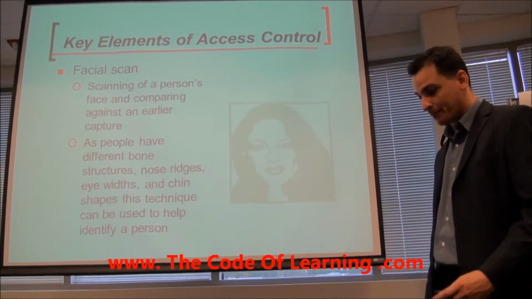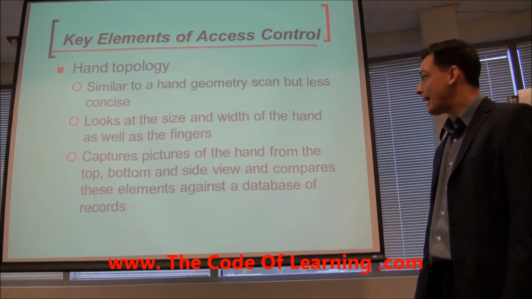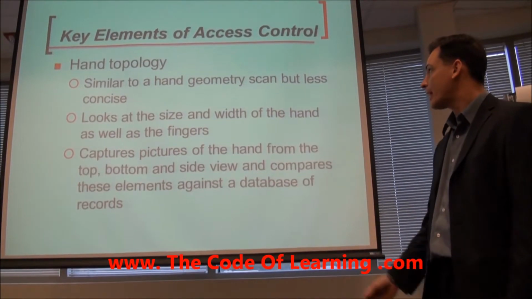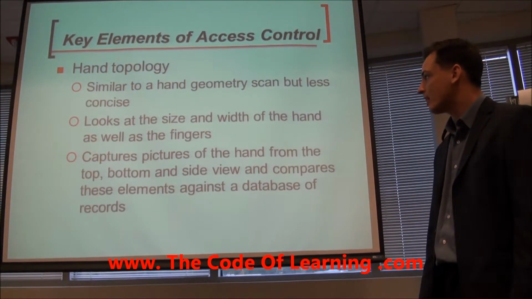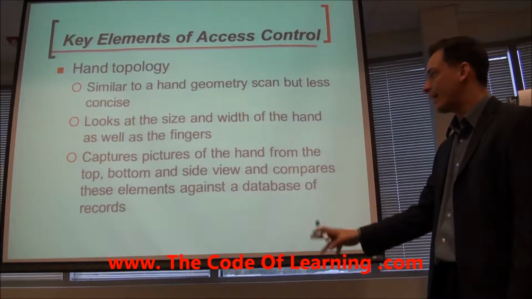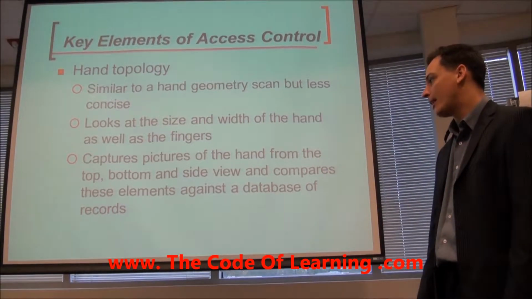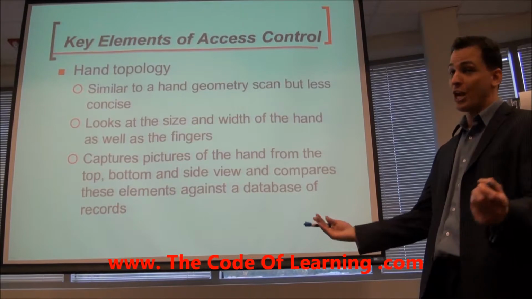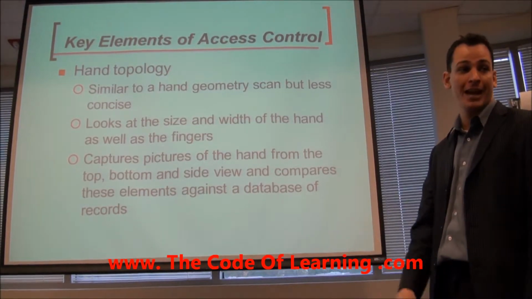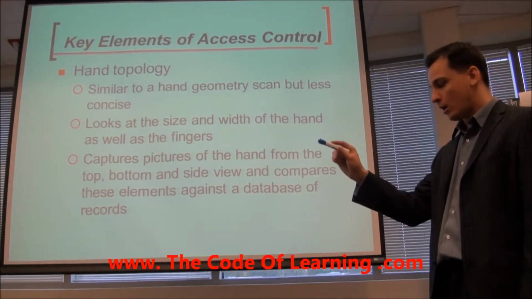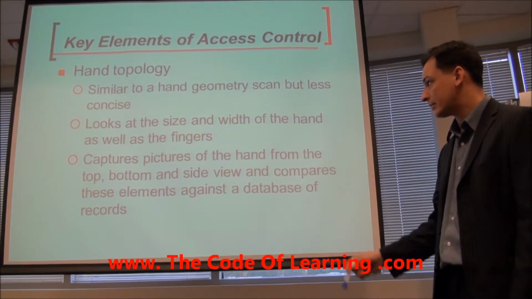You get that here. Then you got hand pathology, similar to hand geometry, but less than size. Looks at the size and the width of the hand as well as the fingers. Not necessarily vectoring it out as hand geometry, but geometry being the key distinguishing factor. Geometry is vector oriented.